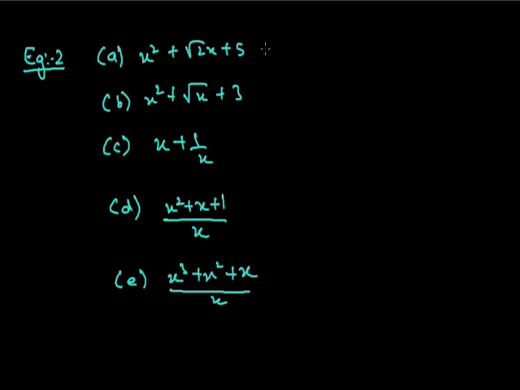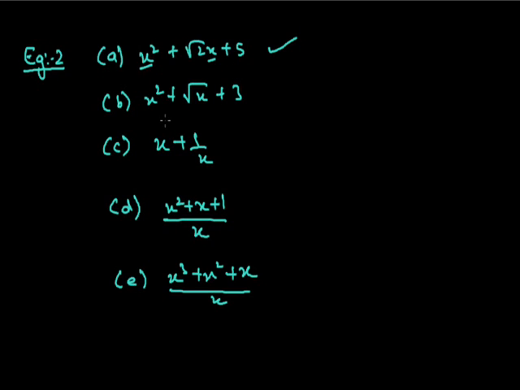This algebraic expression is definitely a polynomial. Why is it a polynomial? Because in this the power of the variable is a non-negative integral value. The power of x here is 2 and the power of x here is 1. It is a non-negative integral value. So definitely this algebraic expression is a polynomial.